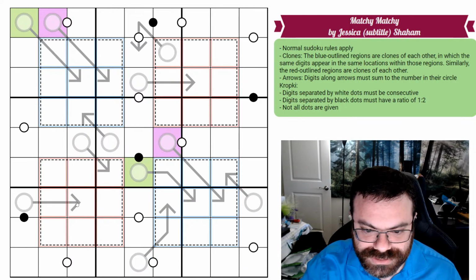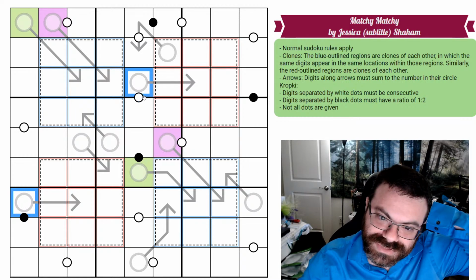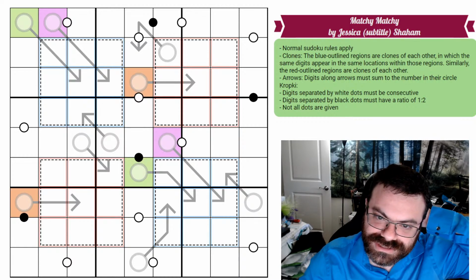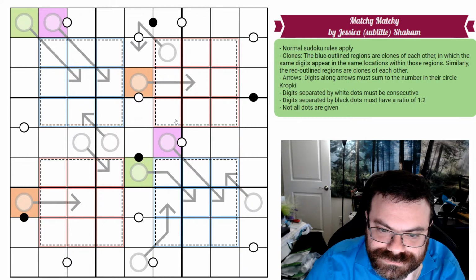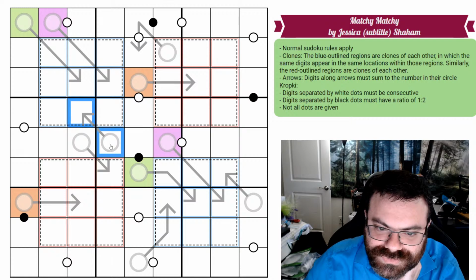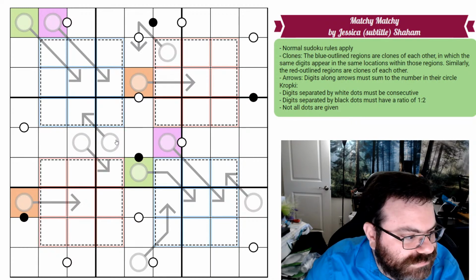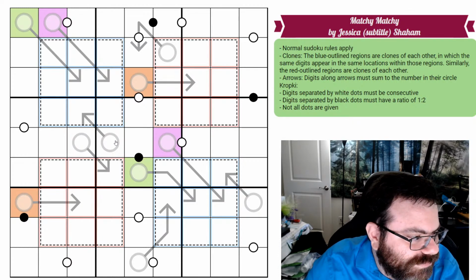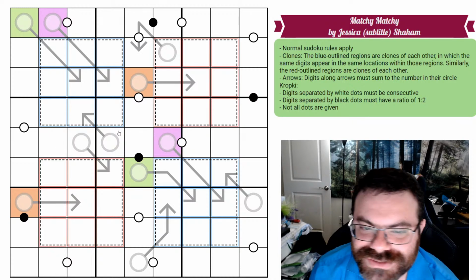Let's see, can we do anything else there? These are clones, so these are the same digit, and they can't be green, but they could be purple technically. I'm gonna give them a different color, but I need to remember that. These are clones. Yeah, it looks like a Windoku, but don't be confused. Digits can repeat inside the clones, so.